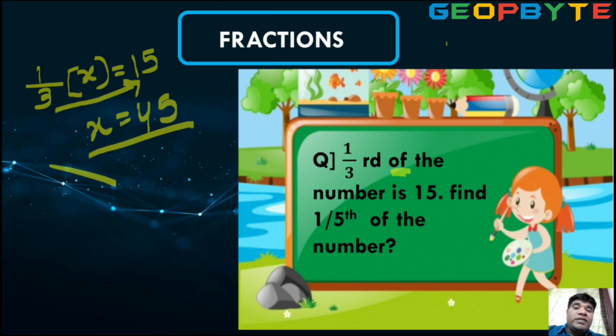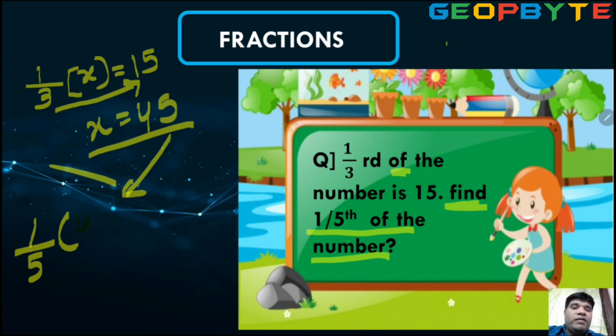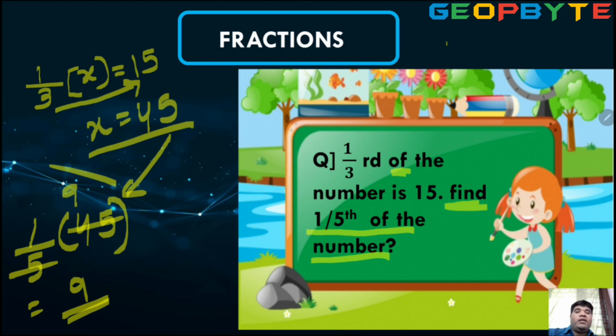So now what is our requirement? Observe the question: 1/5 of the particular number. So 1/5 of that number. What is that number? 45. 1/5 into 45. How many times does it cancel? 5 ones, 5 nines. So what is the answer? 9 is the answer. Okay, now children, got it? Every question is a previous year question; the same kind of questions come in our examination.